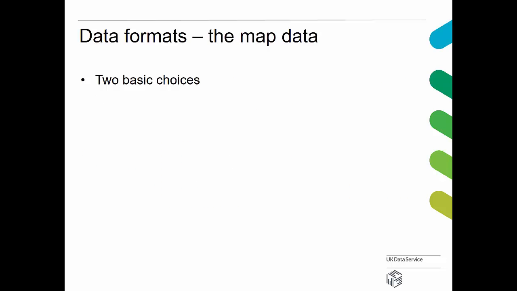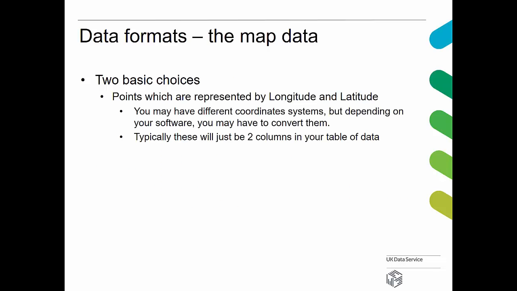So we've got two basic choices for the map data. The simple one is points, which are just the longitude and latitude, as we saw in that little bit of a spreadsheet earlier on. You may have different coordinate systems, but depending on your software you may have to convert them. For example, some of the specialized GIS type software systems may handle the conversion themselves, but in our case, when we're looking at these R packages, certainly Leaflet, you will have to make sure you have converted whatever your system A is into longitude and latitude. And again, longitude and latitude are just two columns in your table of data, as we saw before.